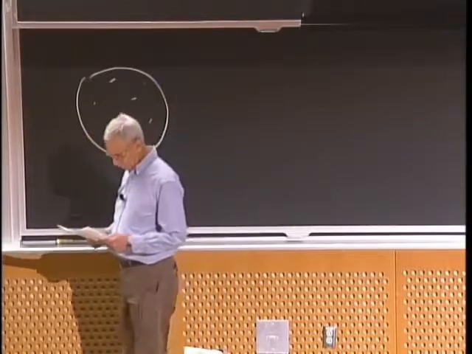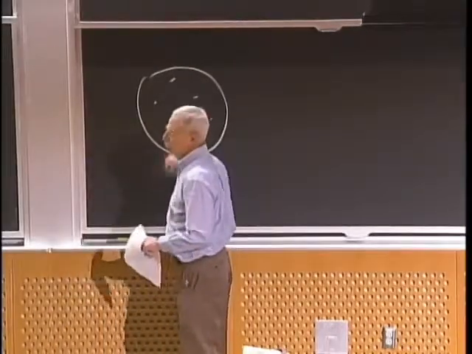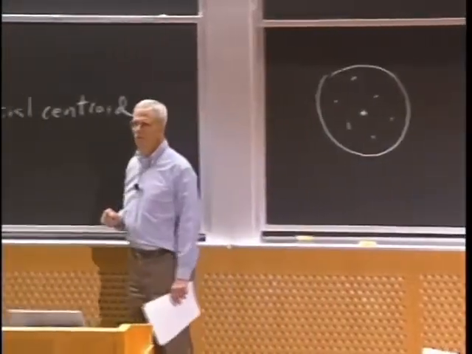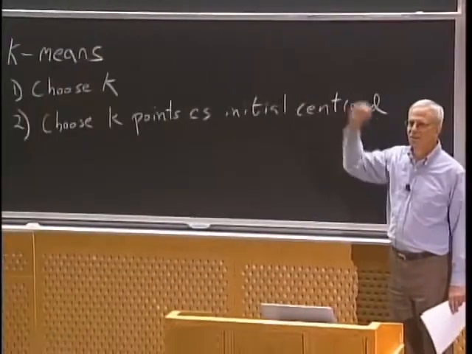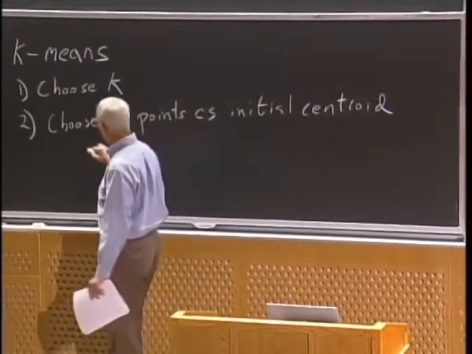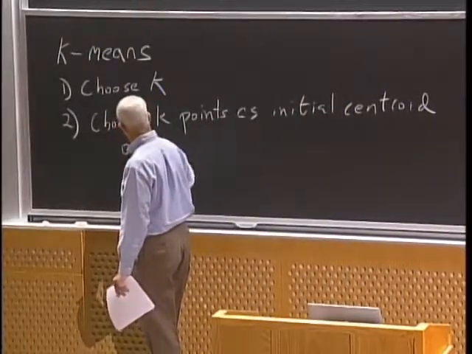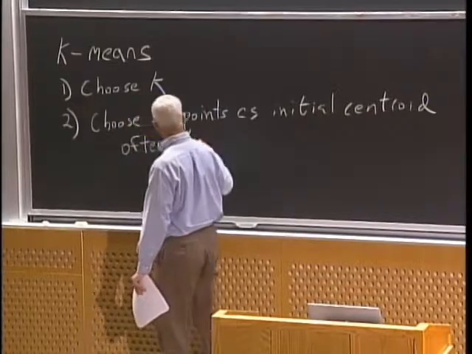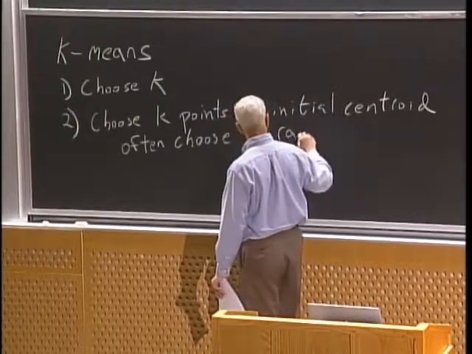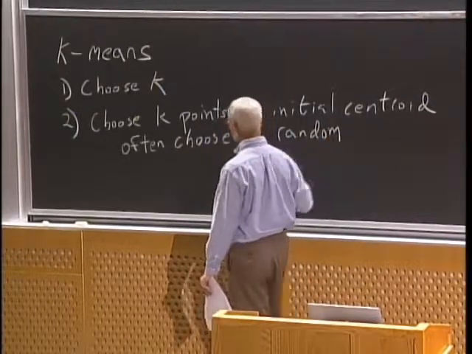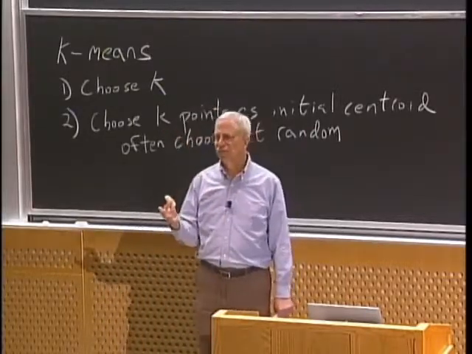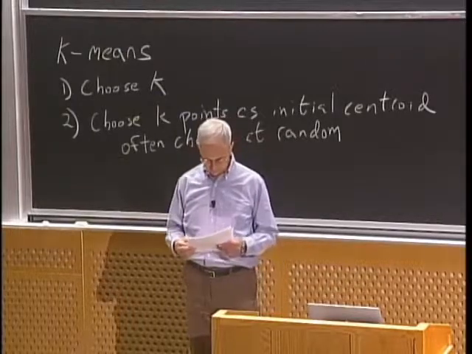Now, let's assume that we're going to start by choosing k points from the initial set and labeling each of them as a centroid. We often, in fact quite typically, choose these at random. So we now have k randomly chosen points, each of which we're going to call a centroid.